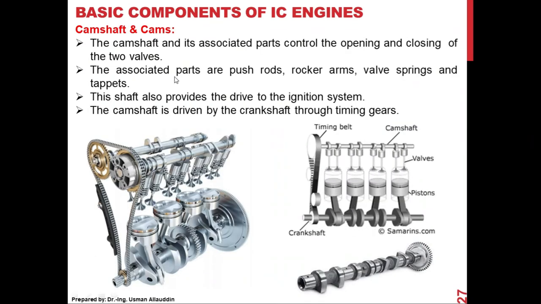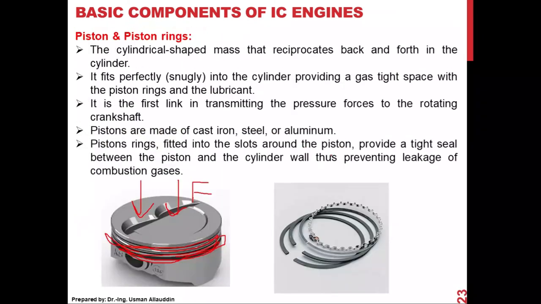Now the other important basic component of an internal combustion engine is the camshaft. This is the camshaft, and the camshaft has lobes like these, which are not circular, they are elliptical in shape, and these elliptical shapes open and close the valve. When the highest point of the lobe comes, it pushes the valve downward. Let's suppose this is the inlet valve, then when it is pushed downward, it will be opened and the air fuel mixture will come into the engine, like you can see here.